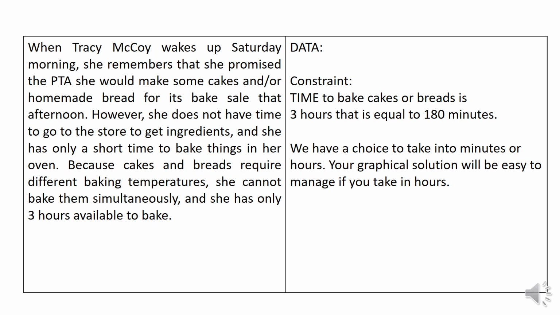You see in that what data is given. The data is given that the bread and cakes have to be made, and there is a time constraint we came across. Plus, cakes and breads require different baking temperatures, so she cannot bake them simultaneously. She has only 3 hours available. That is a time constraint. And in the 3 hours, that is 180 minutes, she has to bake both things, bread and cake. So it's a challenge now.